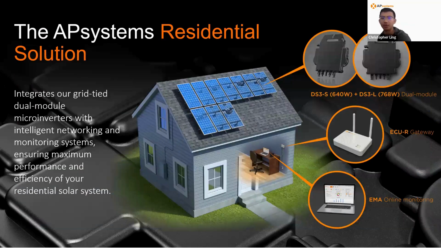Just as a quick overview, we have two flavors of microinverters. Our first flavor is the AP Systems residential microinverter, which is the DS3. D stands for dual, S stands for single phase, and 3 refers to our third generation of microinverter products. We have three versions of the DS3: the DS3S, DS3L, and the DS3 itself. They're all basically the same. The only difference is the power output that they produce. The S is 640, the L is 768, and then the standard is 880.